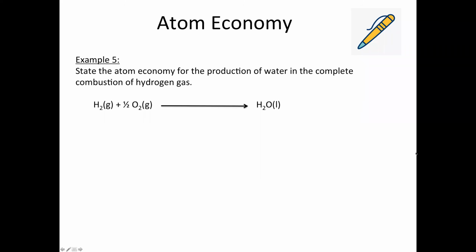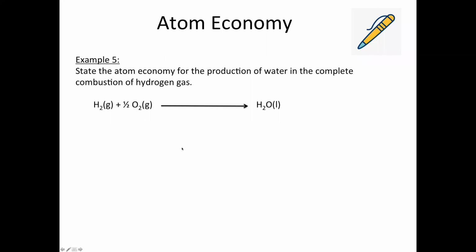Okay, and then the last example is one that basically tests your knowledge on atom economy. So you could use the equation and calculate it if you wanted, but it would be worth fewer marks in an exam, and it also uses the command word state rather than calculate. So if you're asked to state the atom economy, you should be able to work it out just from looking at the reaction equation.